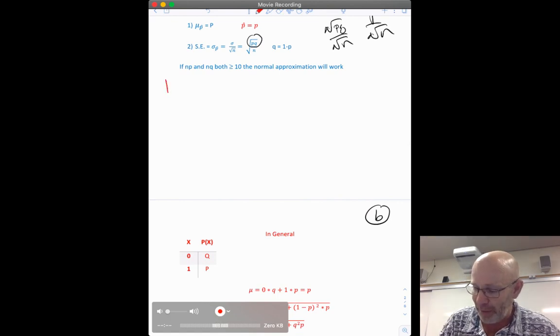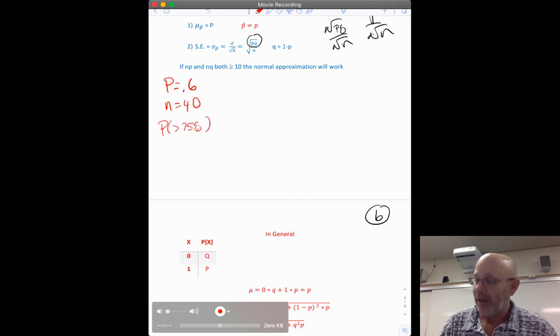So again, remember my population was 60%. We're going to take a sample size of 40. And the question is, what's the probability that we get more than 75%? And then the other one is, would it be unusual to have less than 25%?